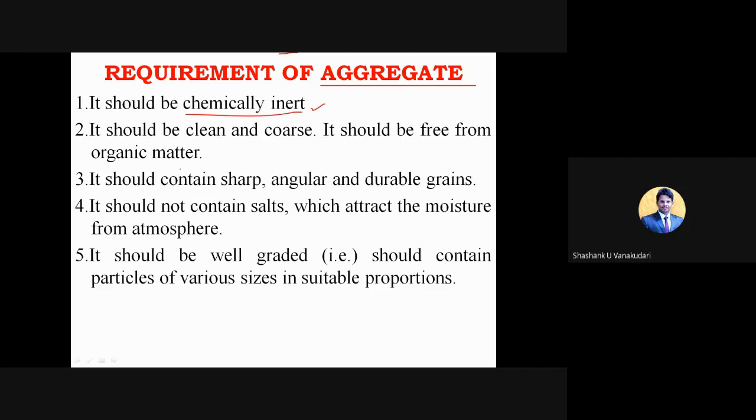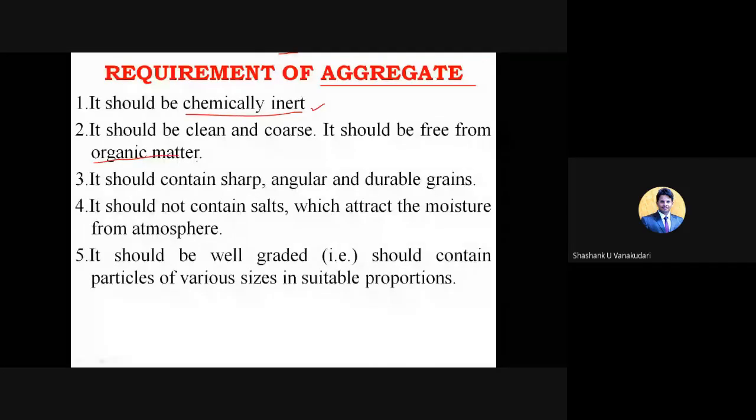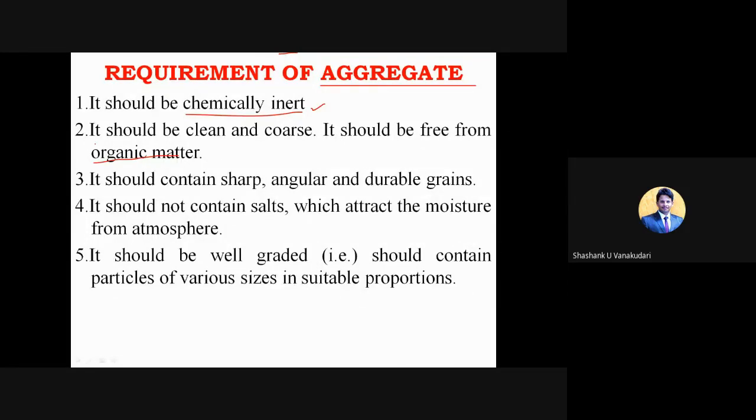Okay, then it should be clean and coarse, and it should be free from organic matter. Basically these coarse aggregates can be extracted from the earth's surface, right? So it should be free from organic material like vegetable growth that may be attached to it, so it should be clean as well as coarse. Coarse in the sense the aggregates should be in a large size, so that you can later divide or crush them as per the required size.